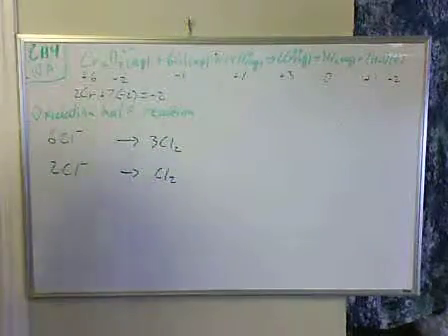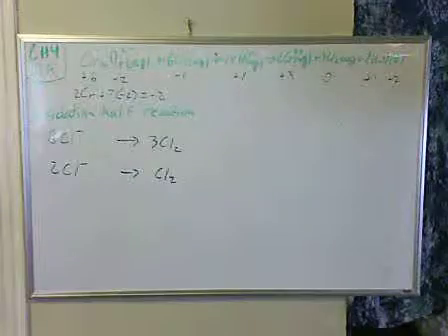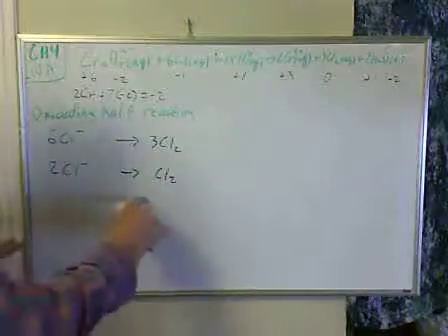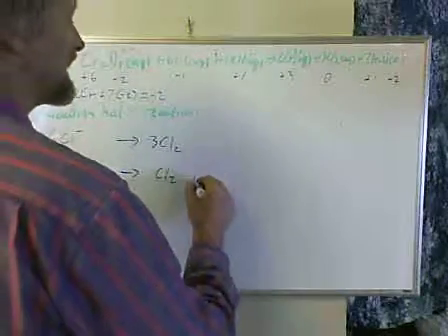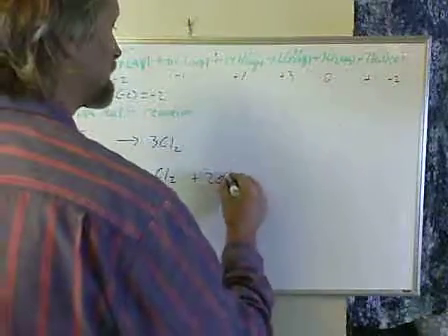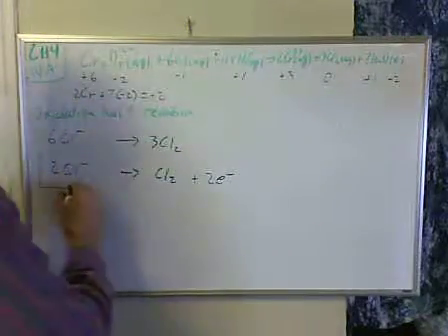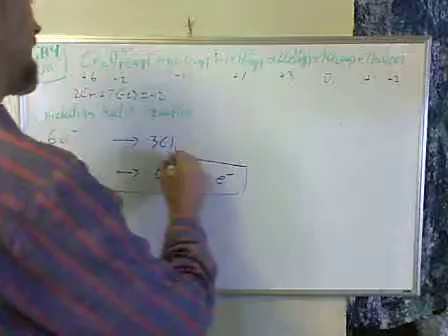We have no other elements to balance, so all that we have left to balance is the charge. We have a 2 negative on the reactant side, 0 on the product side, so we have to add 2 electrons to get the negative charge back. So this would be our balanced oxidation half reaction.